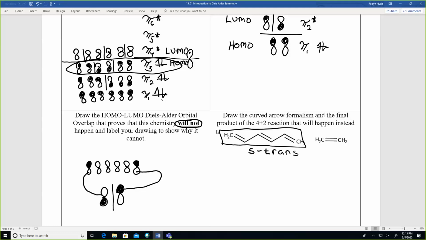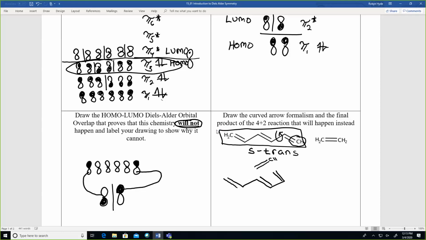Let's see. So I'm going to rotate around a single bond. I am going to rotate around that single bond right there. So it's going to take this CH3 and flip it to the other side. So then my drawing looks like this. I flipped that one up: double, single, double, single, double. And then I have a CH2 here.